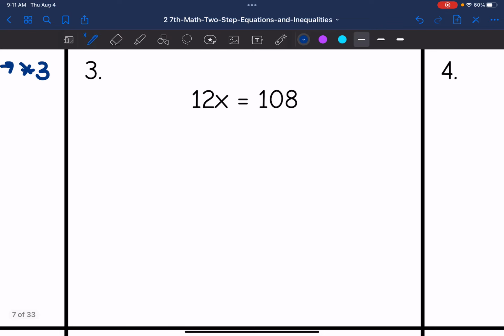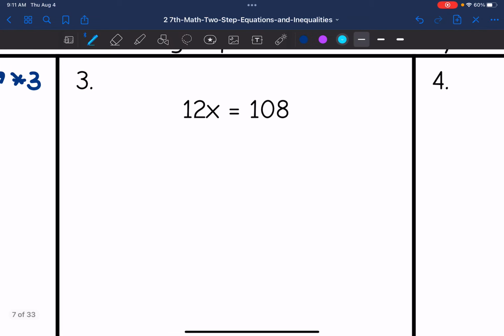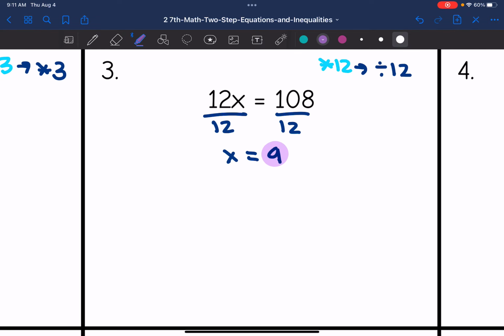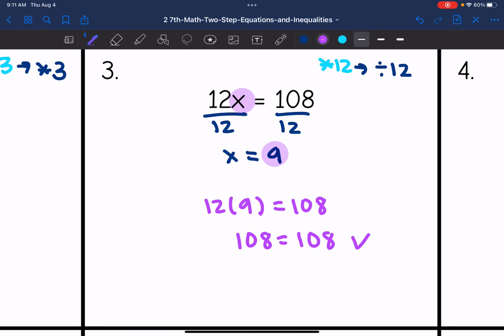Okay, number 3, I have 12x equals 108. So 12x means that x is being multiplied by 12. And the opposite of multiplying by 12 is dividing by 12. So that's how I will isolate x. I will divide both sides by 12. And 108 divided by 12 is 9. Last thing I need to do is double check that I did this correctly, verify my solution. So I'm going to replace x with 9. So 12 times 9 should equal 108, which it does. So I did this correctly, and I just verified that x equals 9 is my solution.